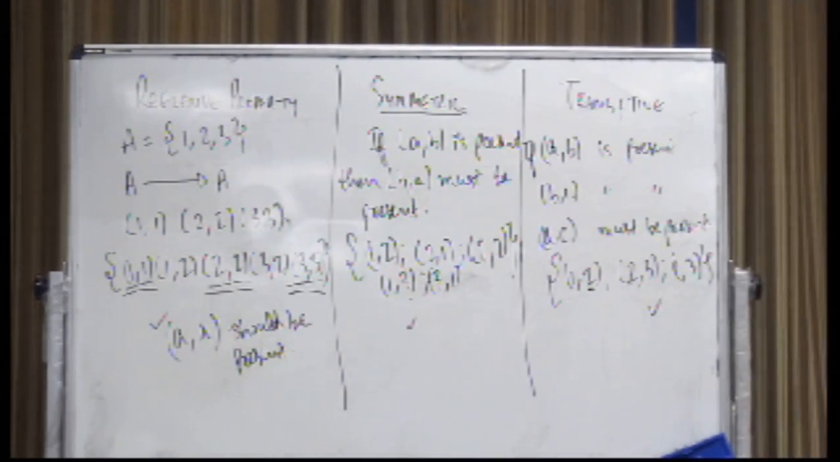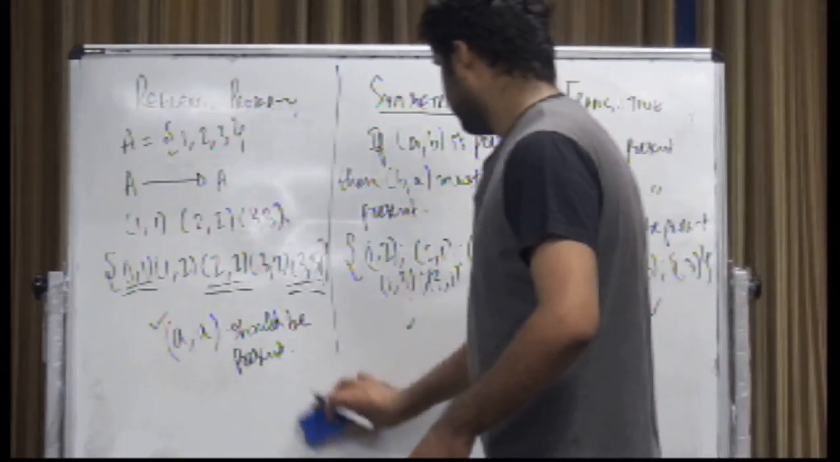And in the end, just write down that a relation which satisfies all these three properties is called an equivalence relation.